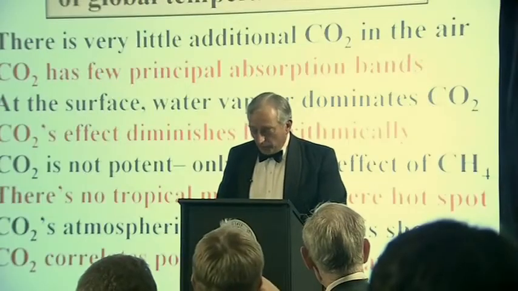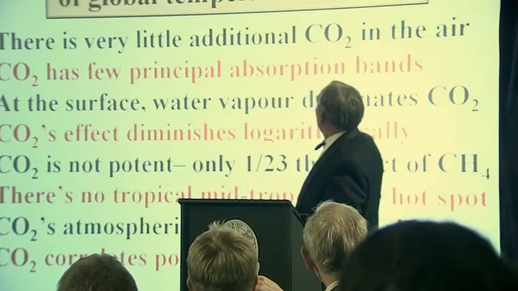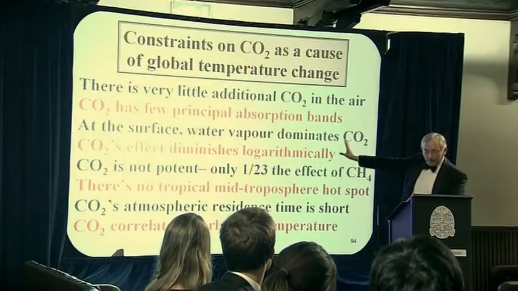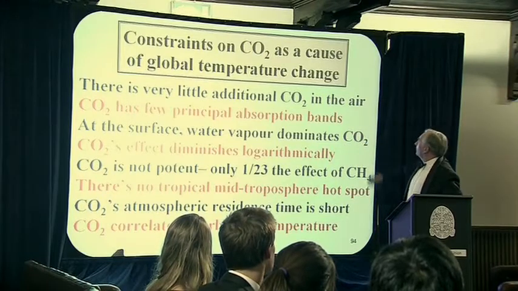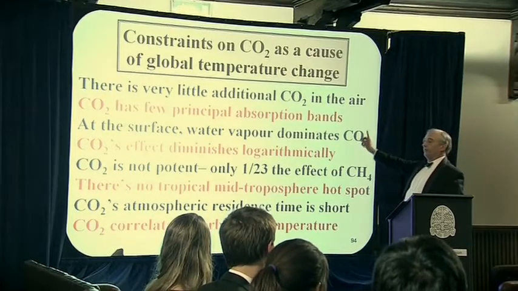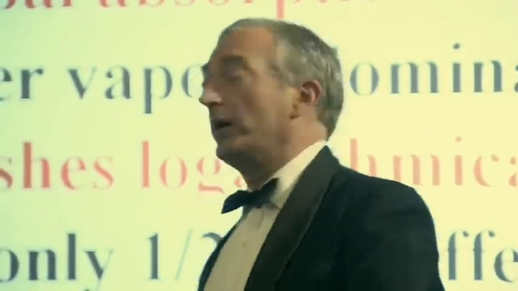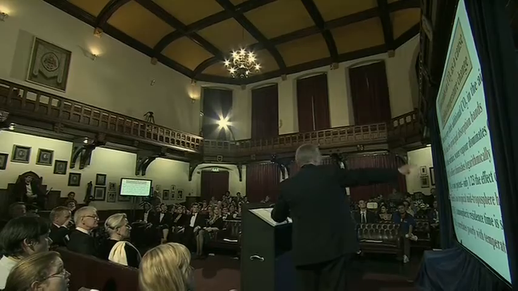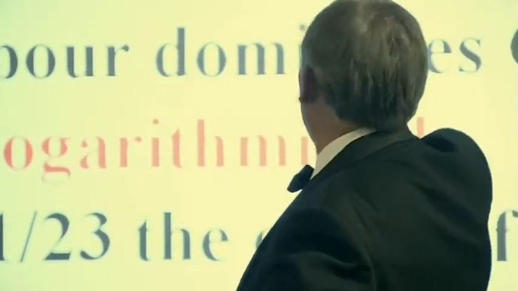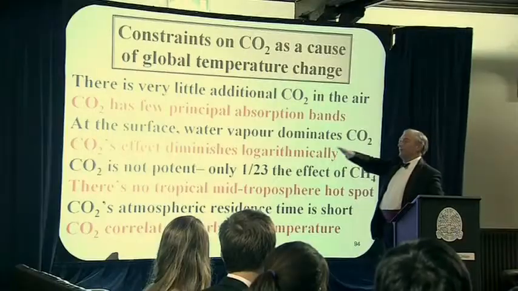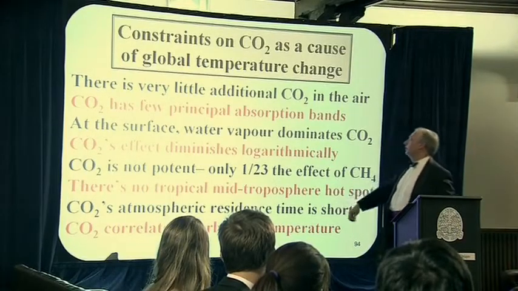So we now summarize this by saying that there are some quite powerful constraints on how much impact CO2 can have. There's very little additional CO2 in the atmosphere. CO2 has only a few principal absorption bands, the most important of which for these purposes is probably the one at 14.99 microns. At the surface, water vapor dominates CO2. We've already seen that one effect of that. It's only further up that you get any warming effect at all, and that's why its effect diminishes logarithmically the more you put into the atmosphere.